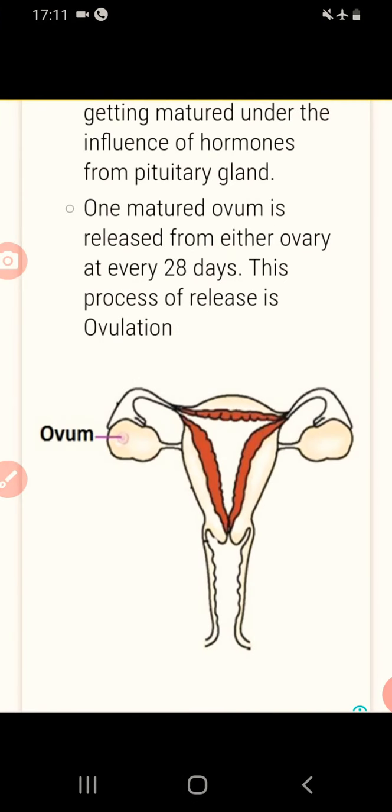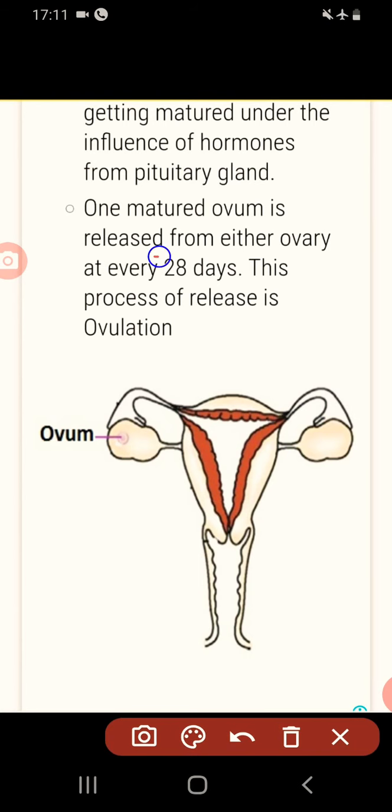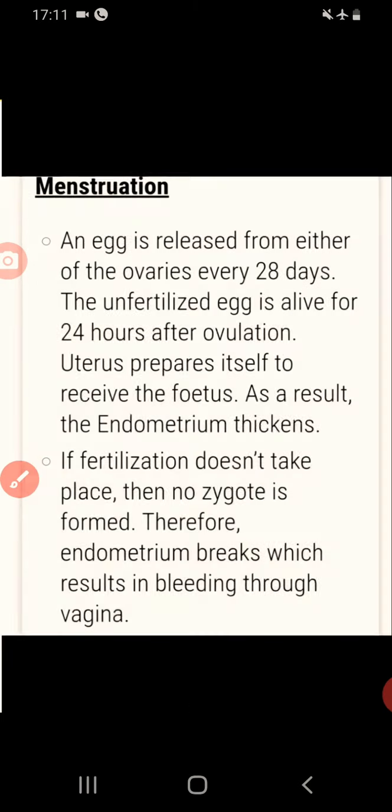Right students? So one matured ovum is released from either ovary every 28 days, and this process of release of ovum is known as ovulation. So the process of release of the ovum from the ovary is known as ovulation.